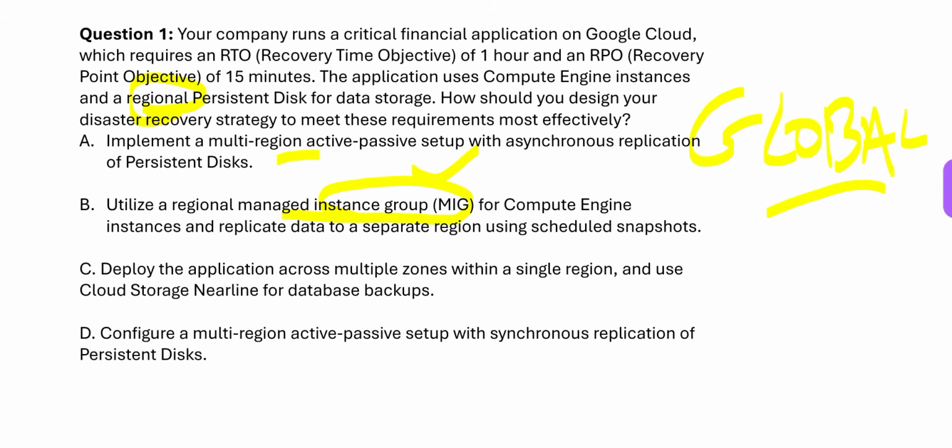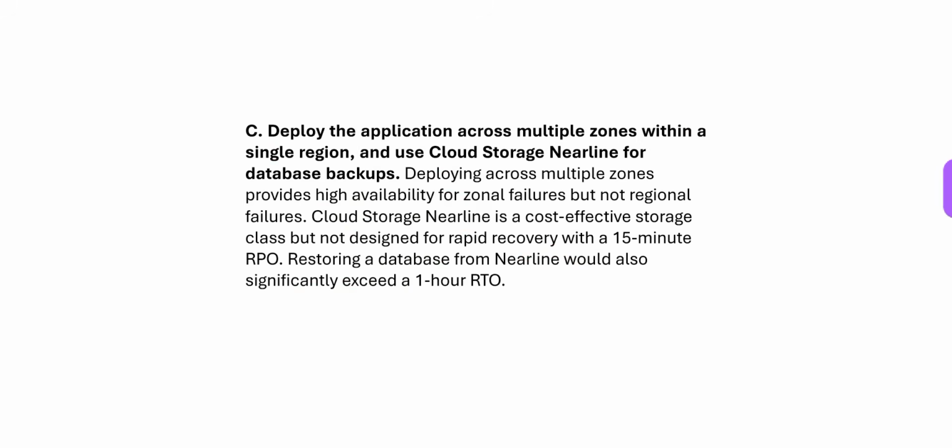Option C says let us deploy the application across multiple zones within a single region. Again, the same problem: you have to move out of a single region. You have to have multi-region support. Deploying across multiple zones will help you with zonal failures, but not with regional failures. You have to shield yourself against regional failures. That is what this question is asking for.